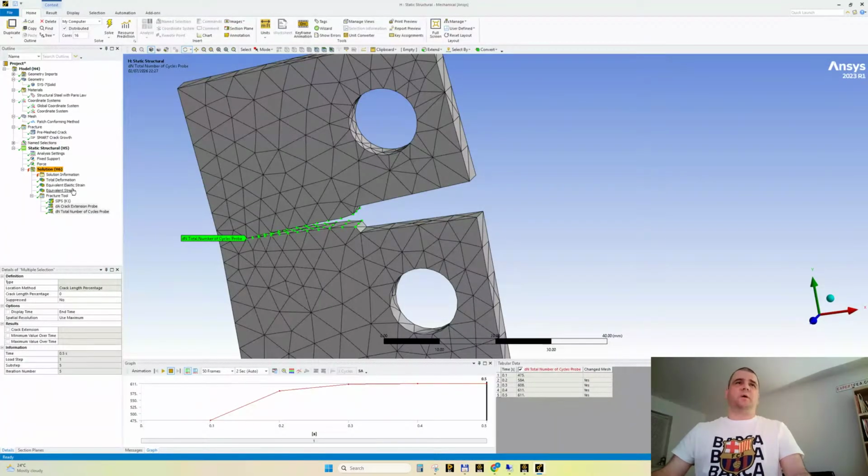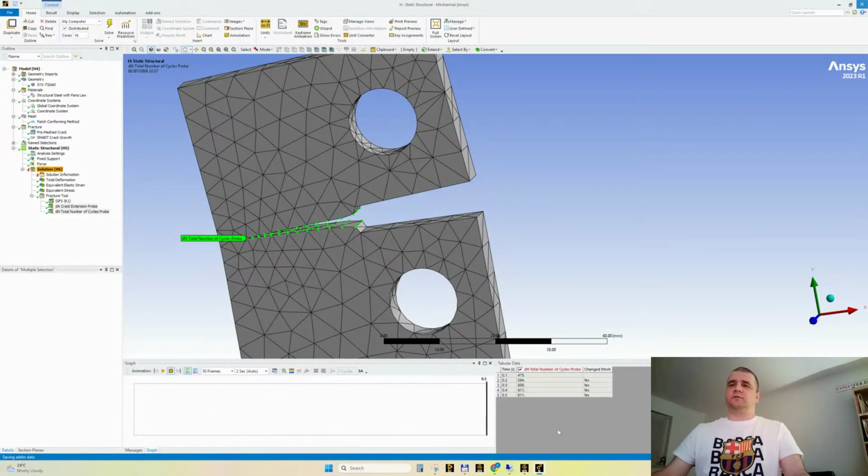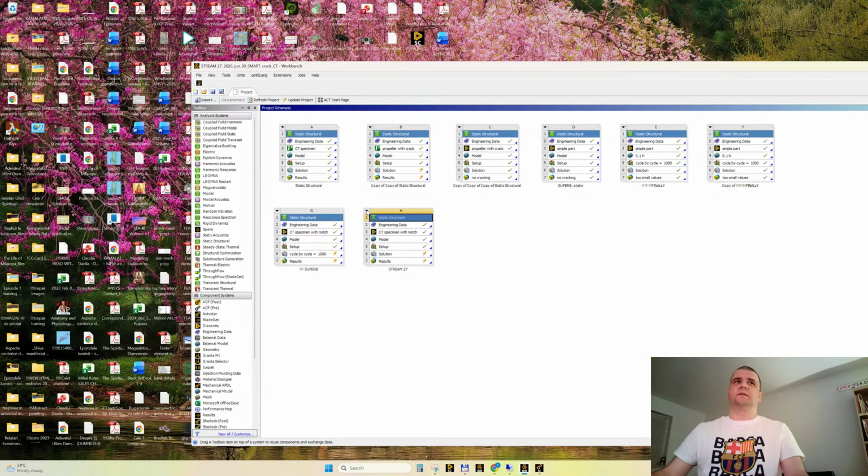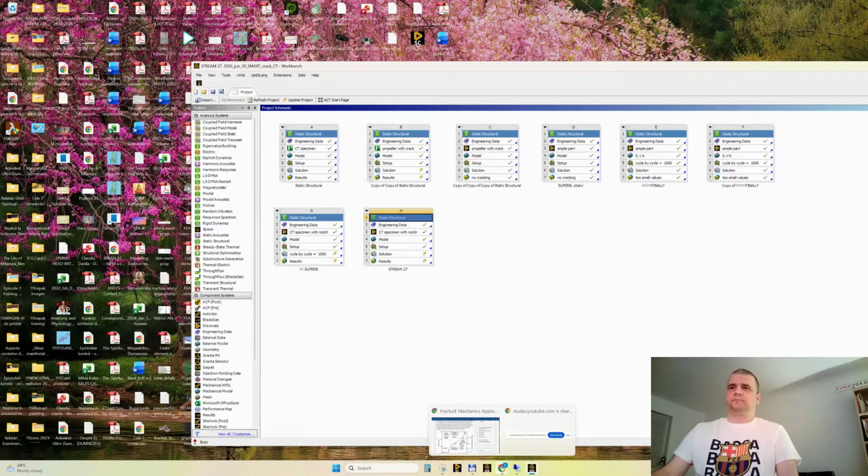So what do we do now? We can, let me save it and then duplicate it, yes? I will write here stream 27 and I will duplicate it because I would like to test with other force values.